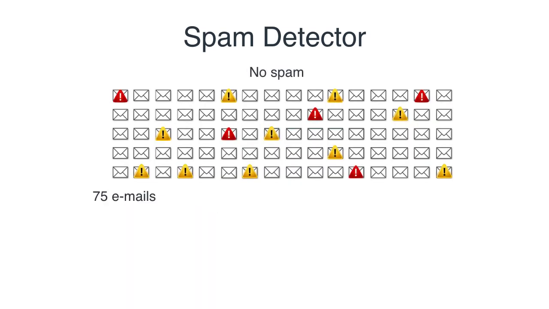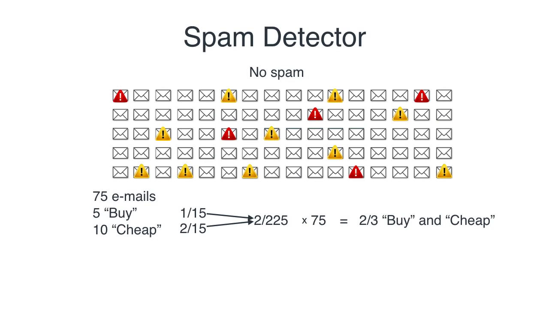So we have 75 emails, 5 of them have the word buy, that's 1/15 of them. Then 10 of them have the word cheap, that's 2/15 of them. And the product of these two fractions, again assuming they're independent, is 2 divided by 225. So that's the fraction of emails that contain the words buy and cheap. So to find the actual number, we multiply it by 75 and we get 2/3. So in here we have 2/3 of an email that contains the words buy and cheap.